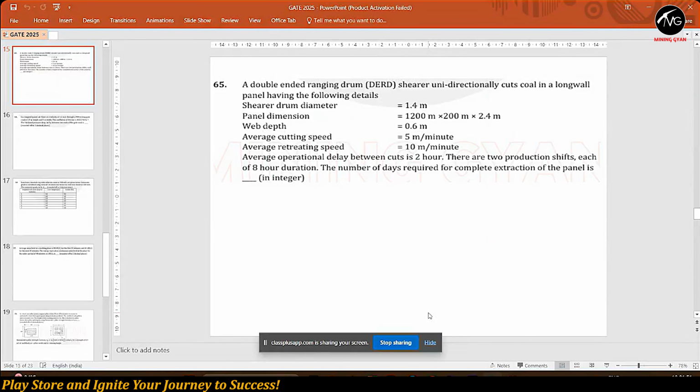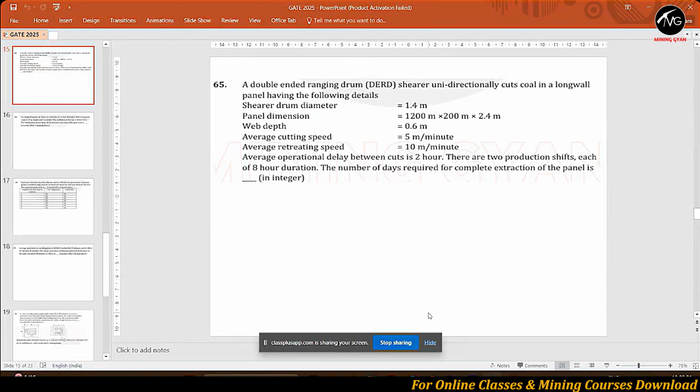So, what is happening in this is that there is a double-ended ranging drum shearer, and that shearer is cutting in only one direction, and then it is retreating back. It takes the following time. It cuts at a rate of 5 meter per minute, and then it retreats back at the rate of 10 meter per minute. Afterwards, it goes into maintenance or some type of reoperational delays of about 2 hours.